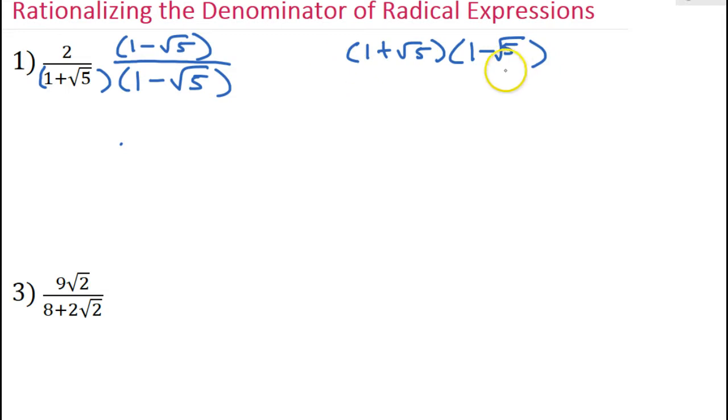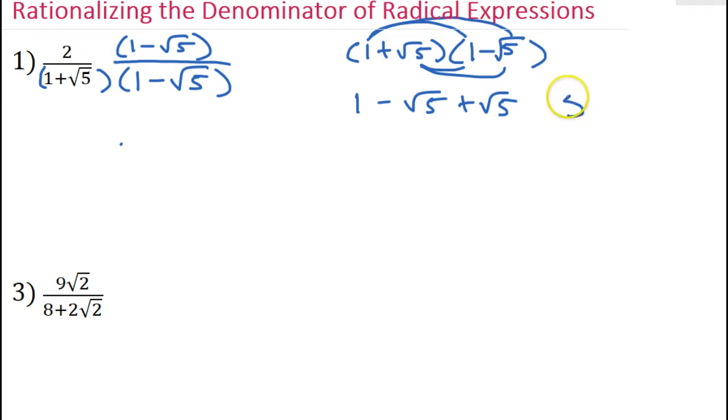We are going to FOIL this, or we're going to do the distributive property twice. So if I multiply everything by 1, that's just going to give me 1 minus radical 5 back again. But then I need to multiply each term by radical 5. So radical 5 times 1, that's going to be radical 5. Now, radical 5 times radical 5 is 5. I'm going to come back to that in a second, but a positive times a negative is going to be a negative. So I'm going to get negative 5.